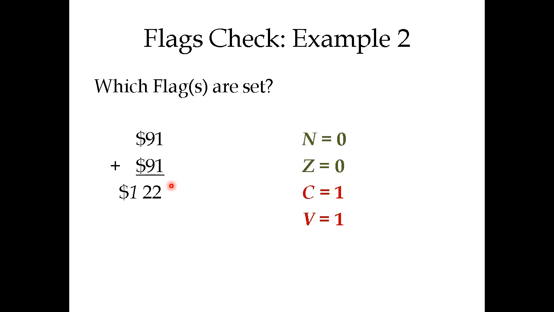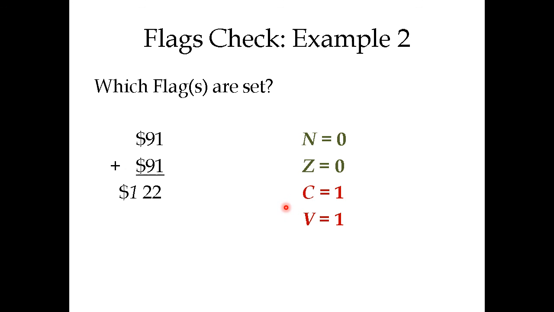Okay. Now, first of all, this is not a negative number. How can I tell? Because the answer is actually 22, right? Because the 1 is dropped, that is like a carry. The answer is 22, which is not a negative number, so the negative flag is 0. The zero flag is also 0 because the result is not 0. The zero flag is only set when the result is an absolute 0.